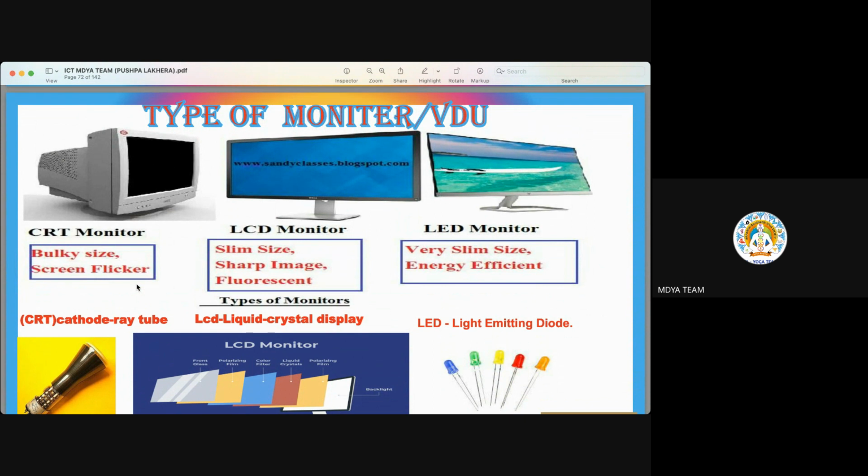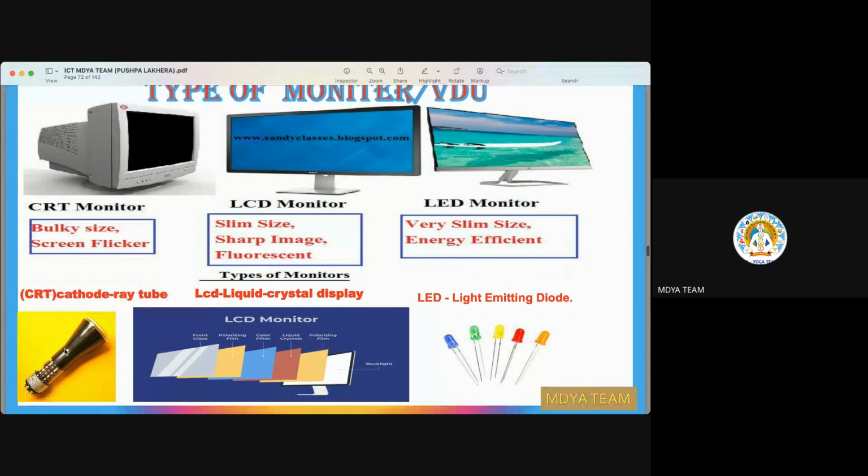Now, types of monitors or visual display units. Earlier, the monitors were CRT, cathode ray tube types, then LCD came, and nowadays LED monitors. They are bulky in size. One of the small CRTs is shown here. It is like that, the whole cathode ray tube.